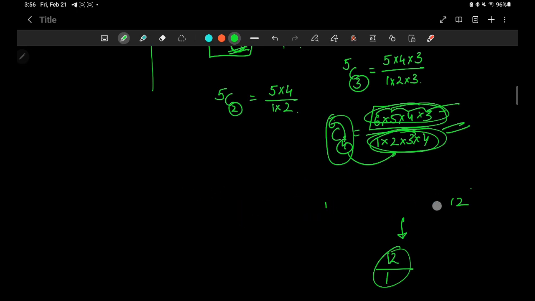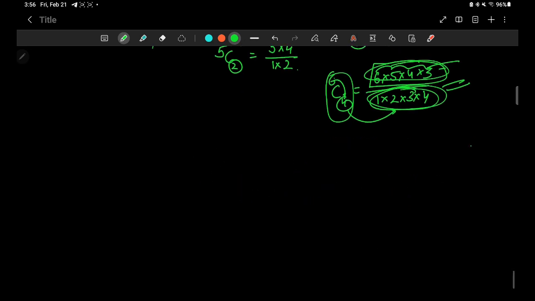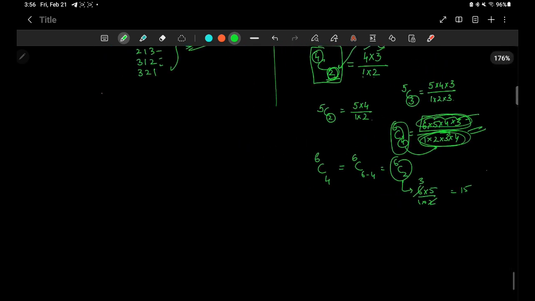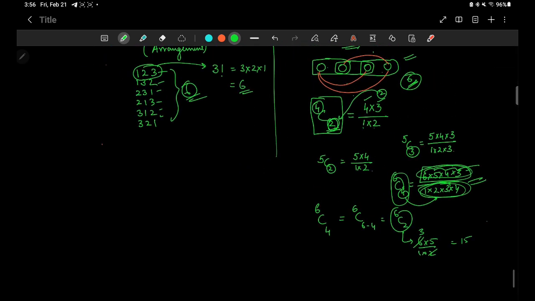Another example I'll give. 6c4. How do you simplify this? 6c, 6 minus 4. How much is it? 6c2. 6c2 is how much? 6 into 5 by 1 into 2. Okay, if you simplify this, you're going to get 15. Like that. Got it? This is combinations.